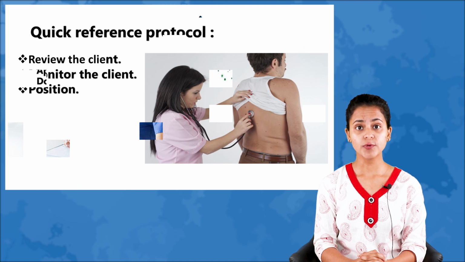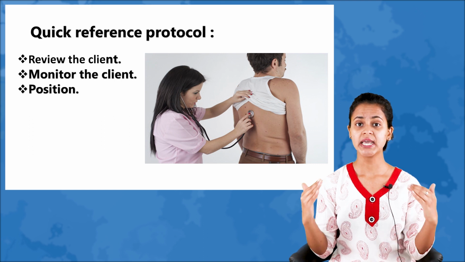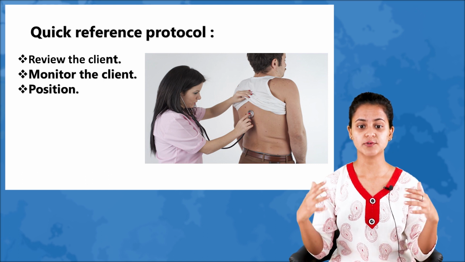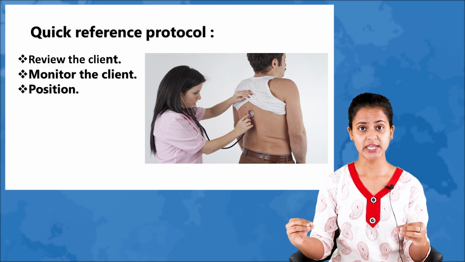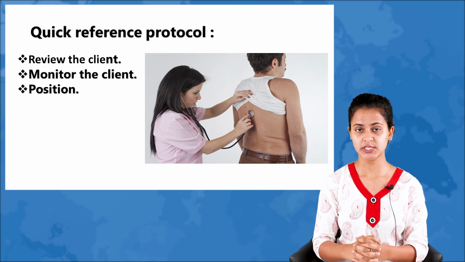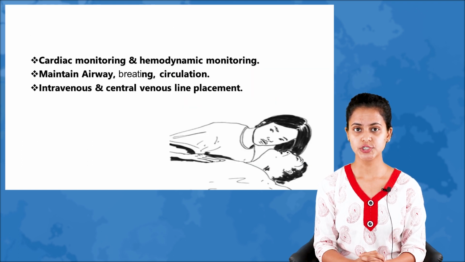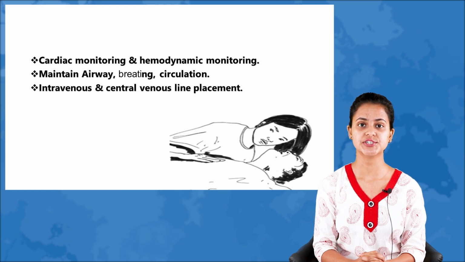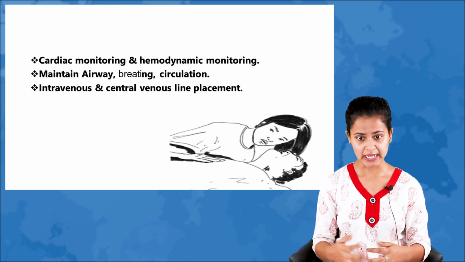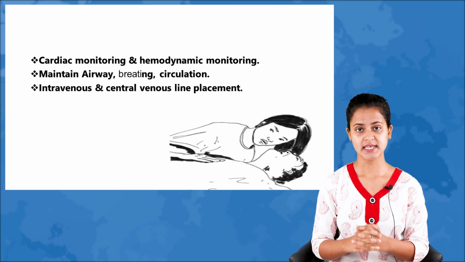The nurse should continuously monitor the patient in order to maintain their health and prevent any complication development. The quick reference protocol generally used by the nurse in an emergency situation in the critical care unit begins with quickly reviewing the patient. So the identification of the client and their needs, their history and physical examination would be done by the nurses. Maintenance of airway, breathing and circulation should be ensured by the nurses in an emergency situation. Introducing an intravenous line or a central venous line would also be done by the nurse if there is a need for the client.